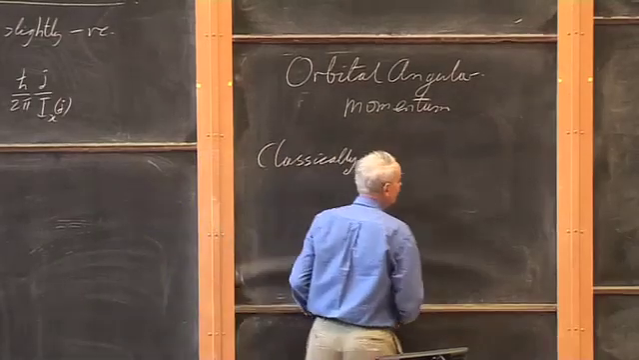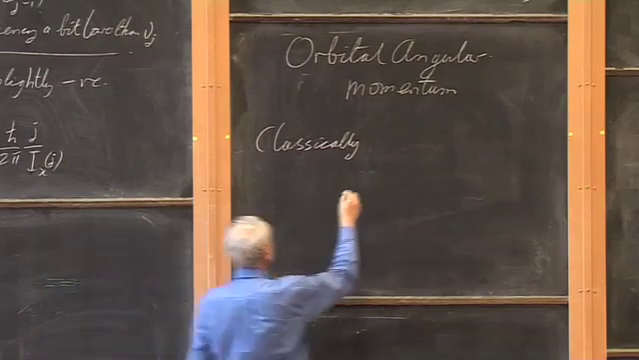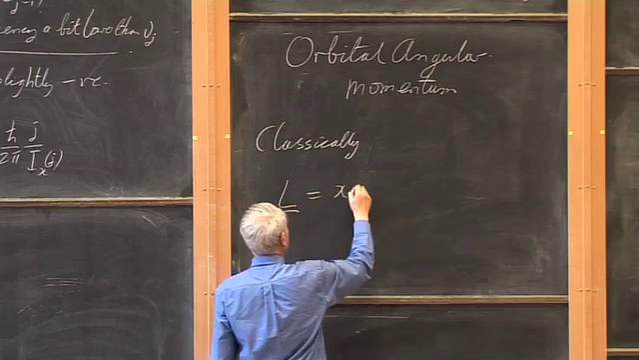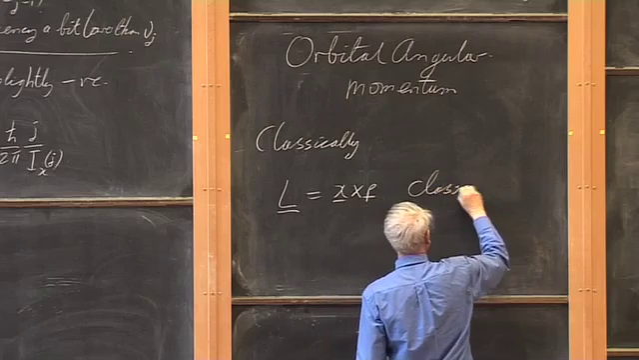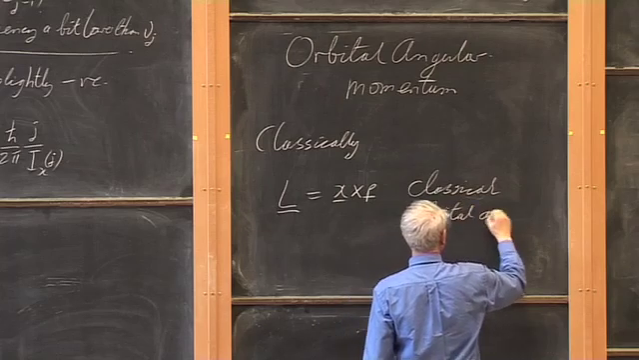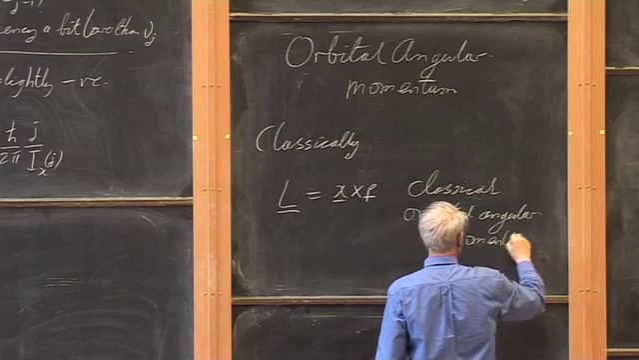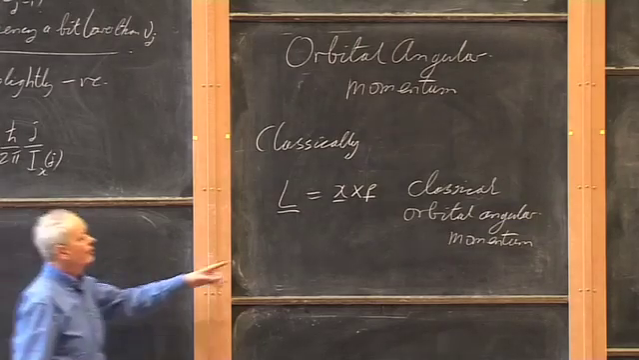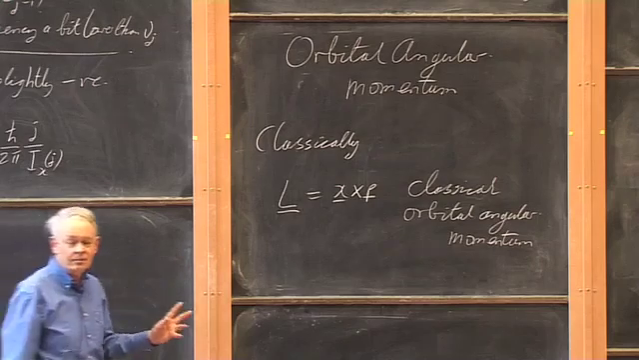So in classical physics, we have a thing, orbital angular momentum, which is given by L equals x cross p. So this is classical orbital angular momentum. This describes the angular momentum of the Earth about the center of the sun by virtue of the motion of the Earth around the center of the sun, where p is the momentum of the Earth in a frame of reference in which the sun is stationary.